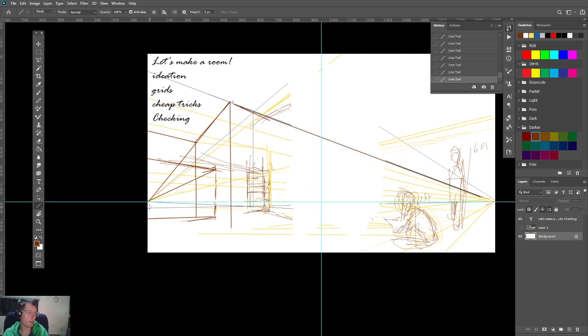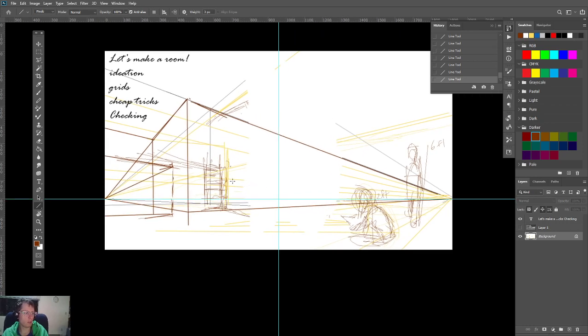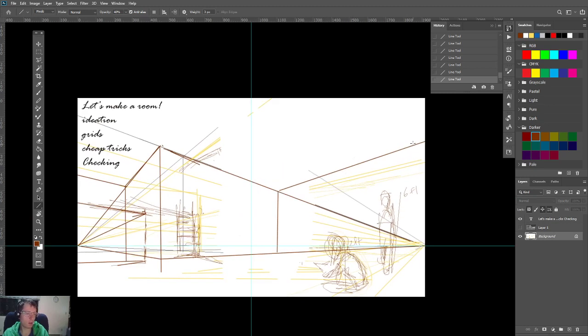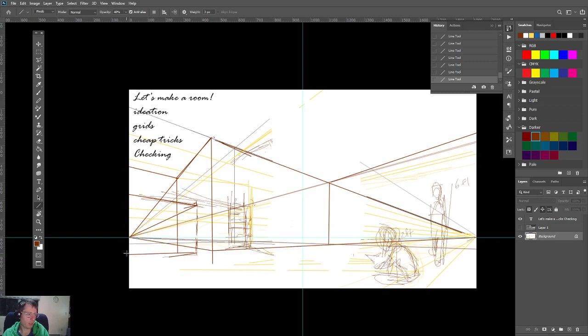There's my sort of corner. There's where the bunk bed's going. Something like that. Yeah, that's starting to feel good.